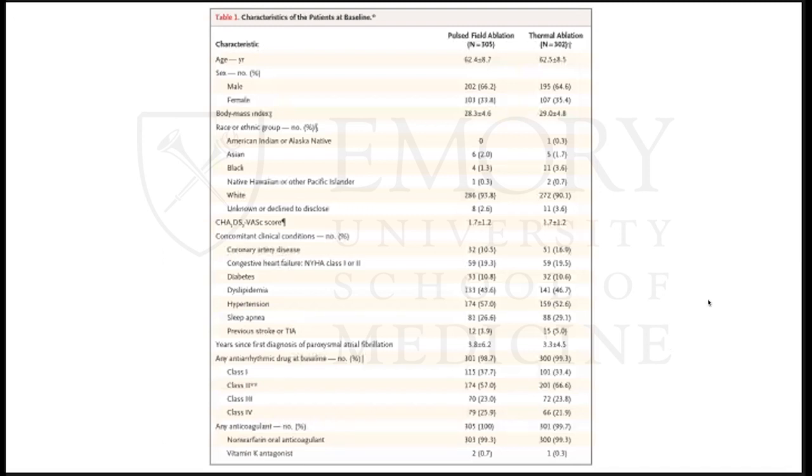So looking at the authors' Table 1, we see that the ages are pretty comparable between both groups. There's a mean age of 62 years. Roughly 66% were male in each group. The cohort was predominantly white, greater than 90%. The mean CHA2DS2-VASc score was 1.7. And the years since the first diagnosis of paroxysmal AFib was roughly more than 3.5 years for each group. And then pretty much 100% of the patients were on anticoagulation and 99% on antiarrhythmic drugs at the start of the trial.